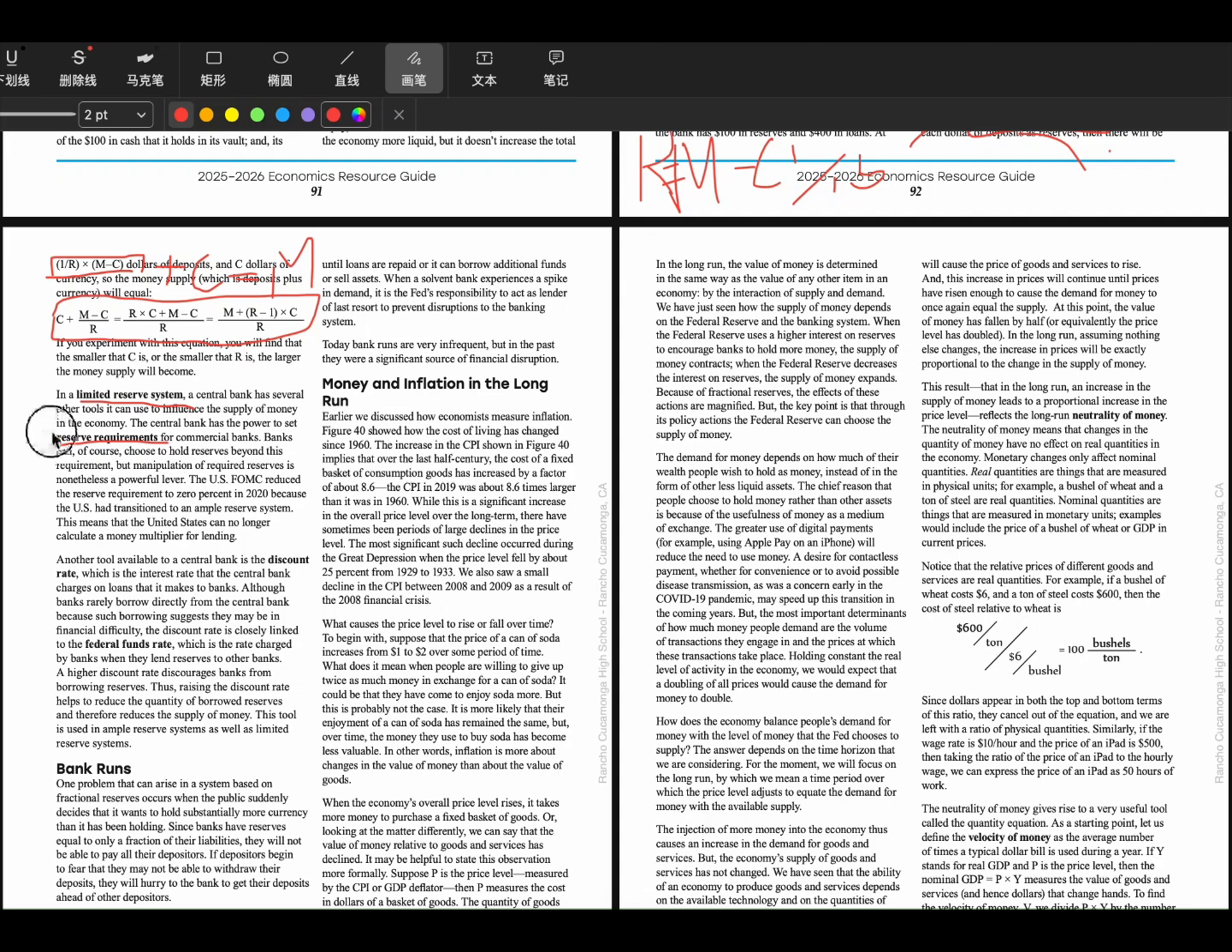Which is why they set a reserve requirement, the minimum amount of reserves that you have to hold to ensure that nothing goes wrong. But the US is operating on an ample reserve system, so it is not bound by the reserve ratio. The reserve requirement has been 0% since 2020. And this is specifically issued by, again, the FOMC. Why? Because the US has transitioned to an ample reserve system.